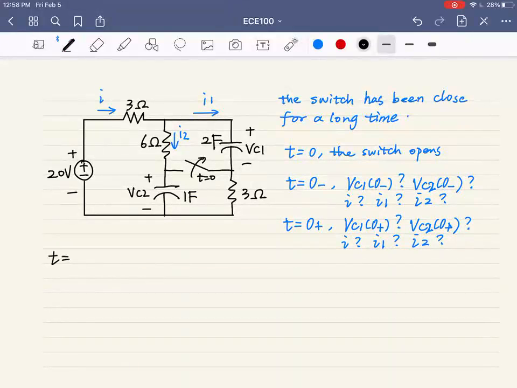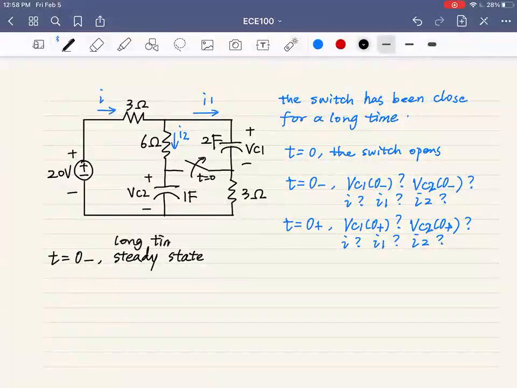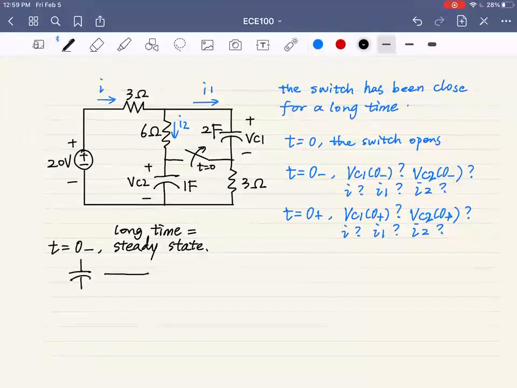First, let's consider the situation before the switch opens. We know that before the switch opens, it has been closed for a long time, which means that it is a steady state. So long time means steady state. And remember, what is a capacitance equivalent to when it is steady? Yes, it acts like an open circuit.